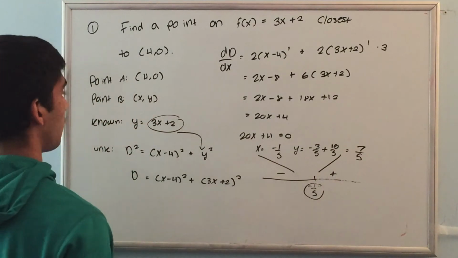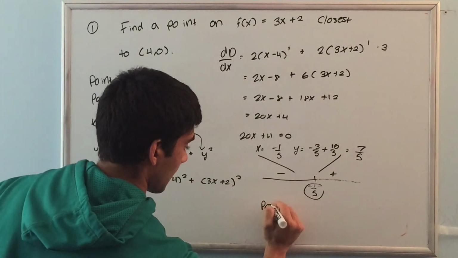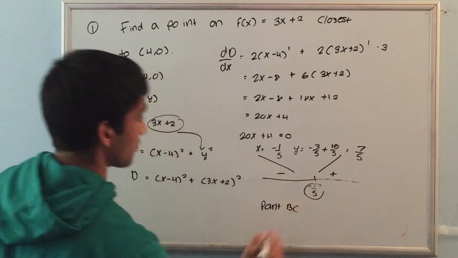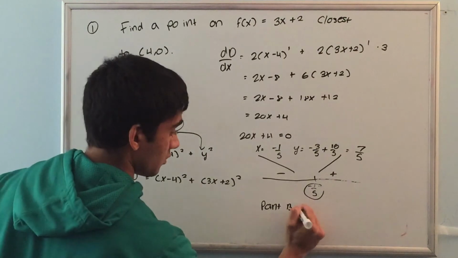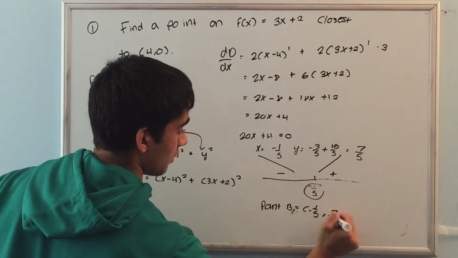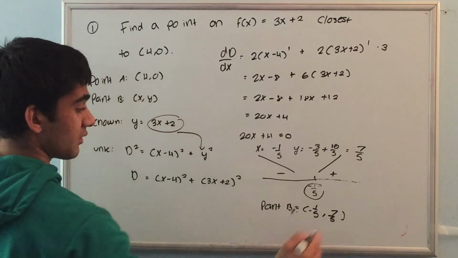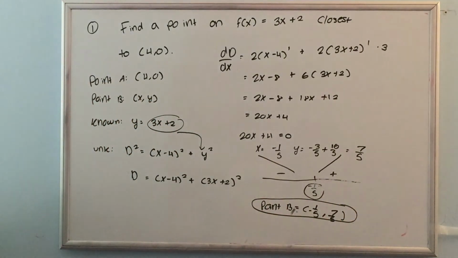So we can write our point B, or the point closest to (4, 0) on the function f of x equals 3x plus 2, as (negative 1/5, 7/5). So this is the point closest to the point (4, 0).